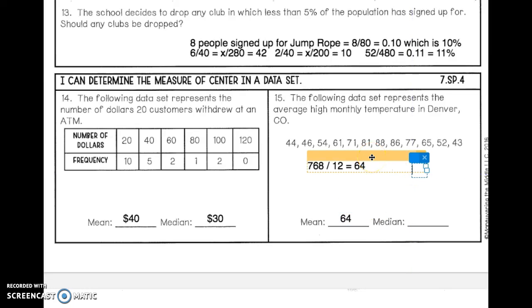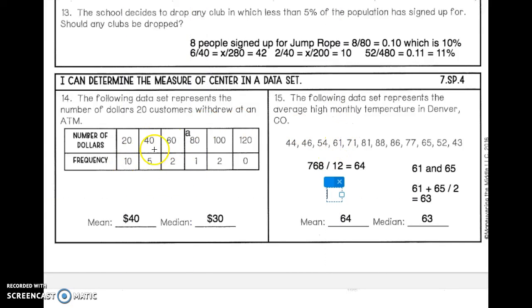Now when you order these, the two in the middle will be 61 and 65, because it's an even amount of numbers, so you would take the two in the middle, so you would take numbers 6 and 7, which would be 61 and 65, and combined that averages out to be, so if you do 61 plus 65 divided by 2, that will equal 63, and that is your median, 63.